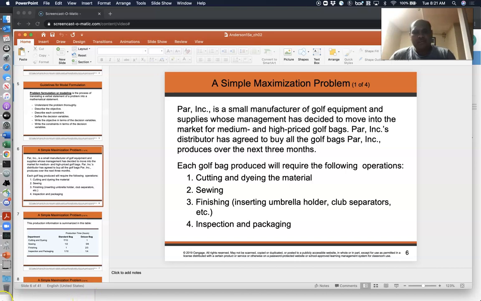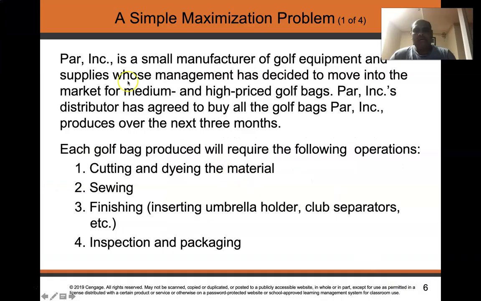So here's an example from the textbook. This is a company called Par Inc., which manufactures golf equipment and supplies, whose management has decided to move into the market for medium and high priced golf bags. Par Inc.'s distributor has agreed to buy all the golf bags that Par makes over the next 3 months.